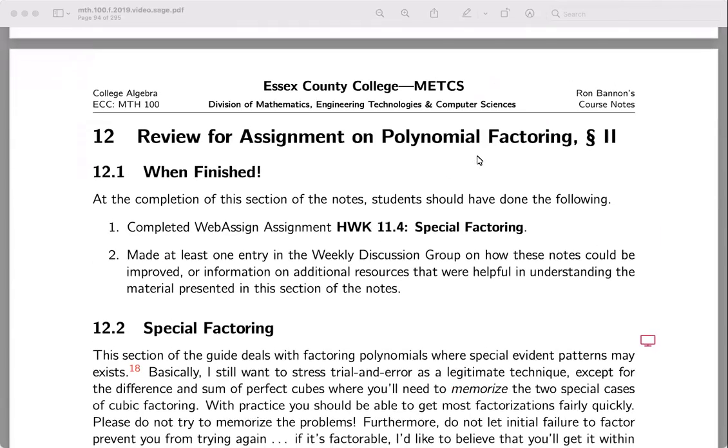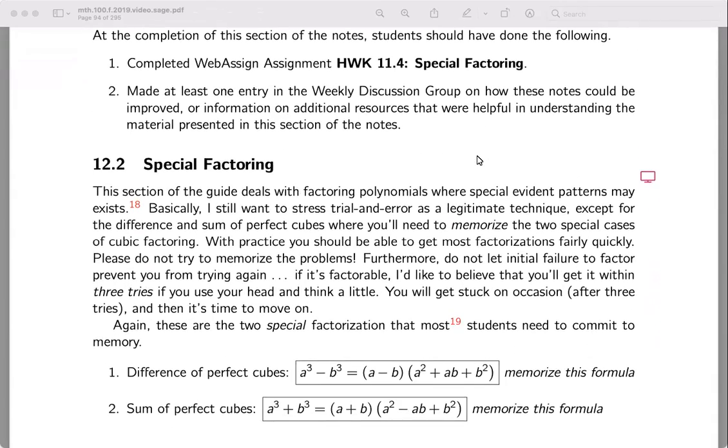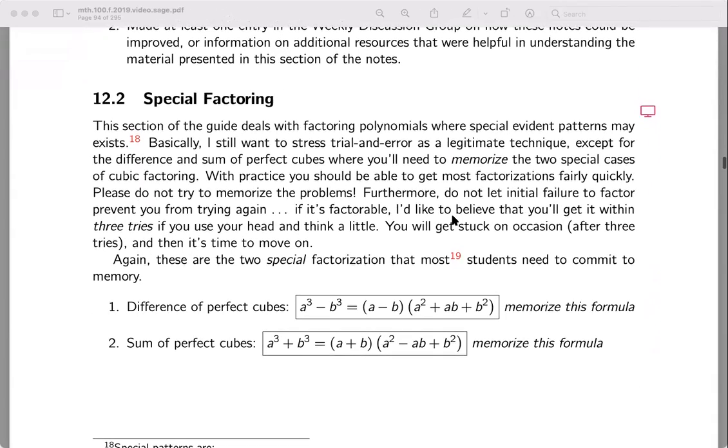Okay, we're in section 12. It's the continuation of polynomial factoring. This is a section on special factoring, and certainly we'll go through this as a very short lecture. Basically, we're going to be verifying two things. We'll be verifying the difference of perfect cubes and the sum of perfect cubes.